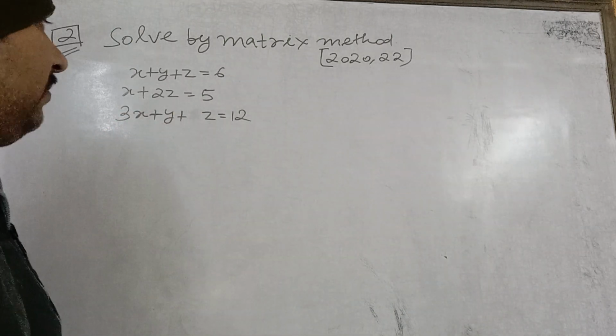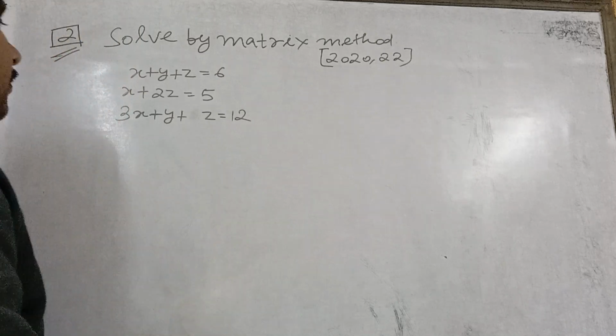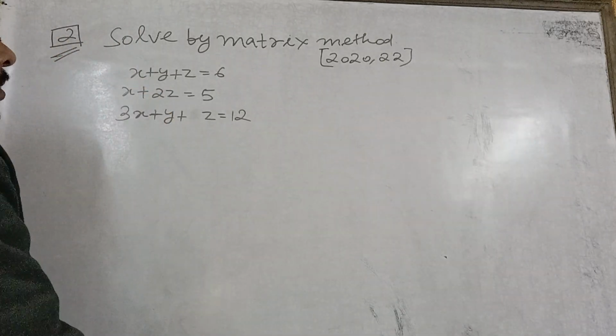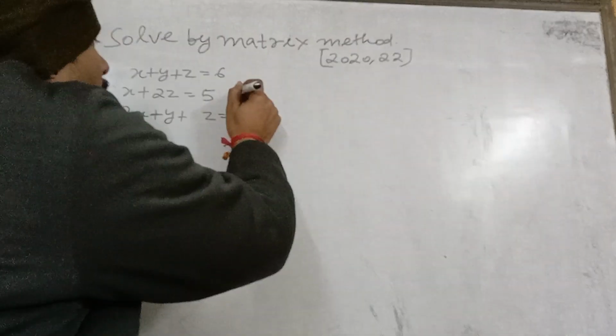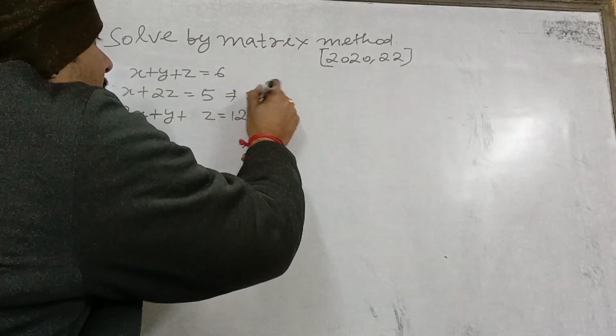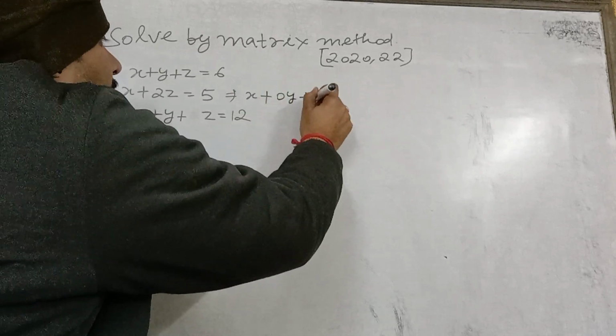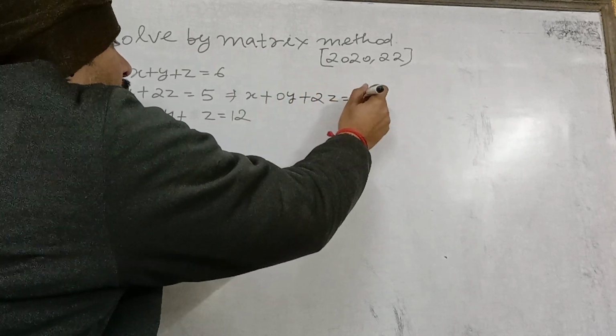Firstly, we will write the second equation in terms of x, y, z. So what do you write here? This equation we also write here as x plus 0y plus 2z. Now the equation is clear here.